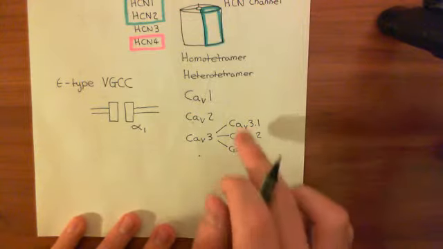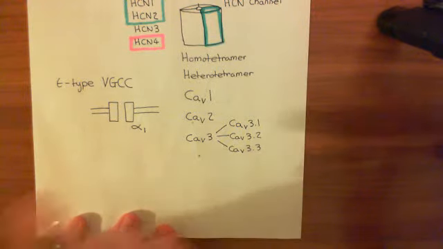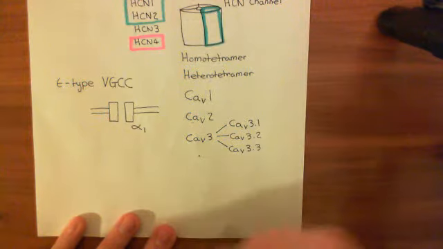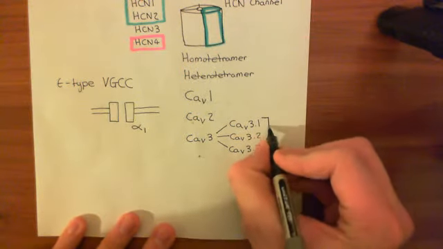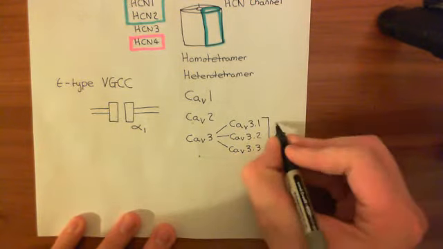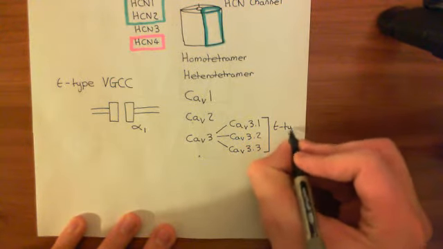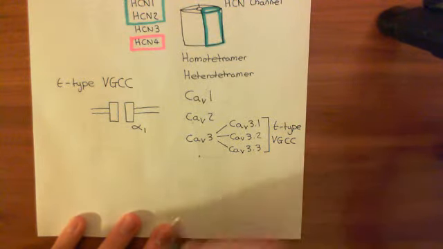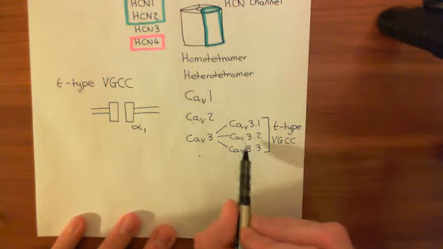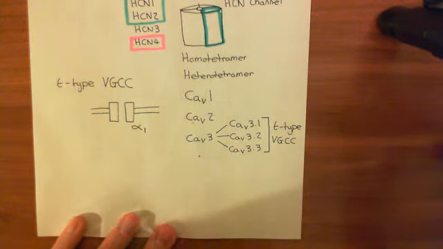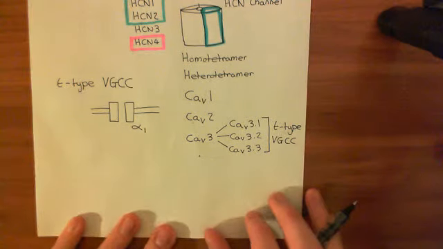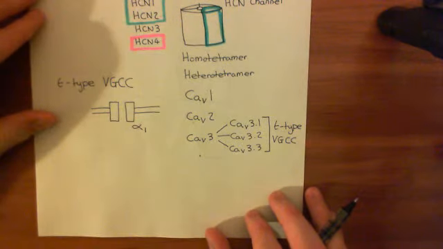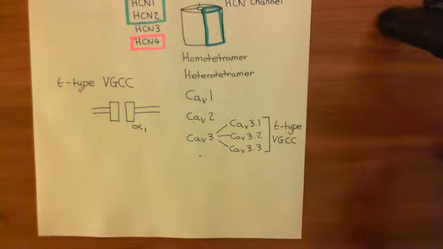Now, if you use one of these 3 genes in the CAV3 family to make your alpha-1 subunit of your voltage-gated calcium channel, then the voltage-gated calcium channel is henceforth known as a T-type voltage-gated calcium channel. So that's what it means to be a T-type voltage-gated calcium channel. It means that your alpha-1 subunit was made by one of these 3 genes. Now, why does this matter? Why do these 3 genes actually encode for a protein that does anything different from these ones? Well, yes, is the answer.